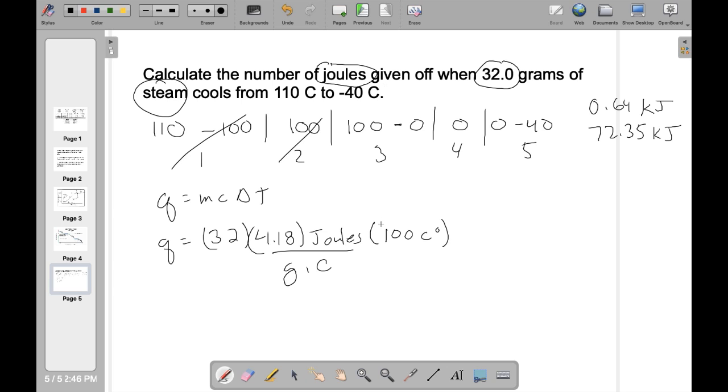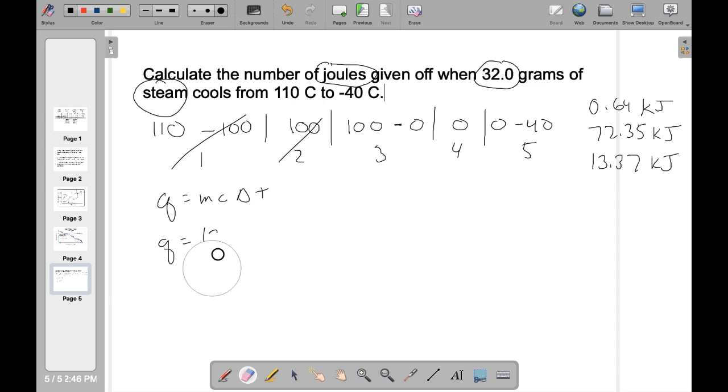All right. So if I go ahead and do the math here, I'm going to end up with 13.37 kilojoules. Yet again, I converted it to kilojoules at the end. All right, we're making some progress.